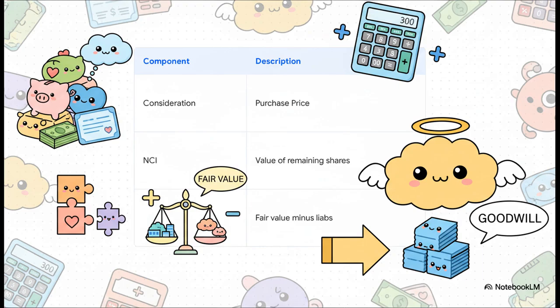To find it, the math is actually pretty simple. We take what you paid, the consideration transferred, add any non-controlling interest, and subtract the fair value of the net identifiable assets. That consideration transferred includes cash, equity instruments, and the fair value of any contingent consideration. If this top number, the total cost, is higher than the net value of the assets you just measured in Step 3, that leftover excess is recorded right on the balance sheet as goodwill.